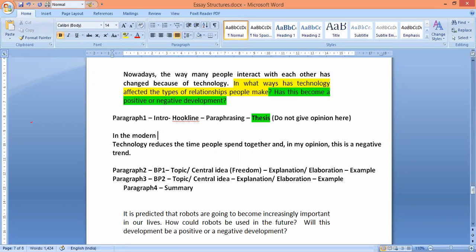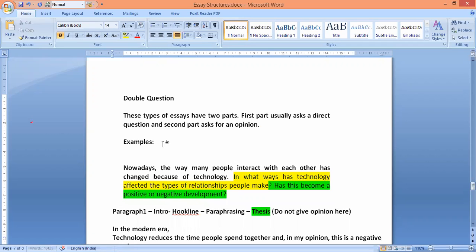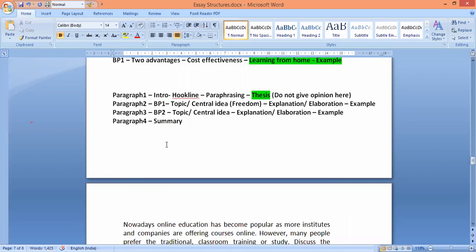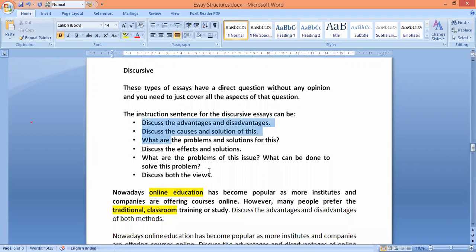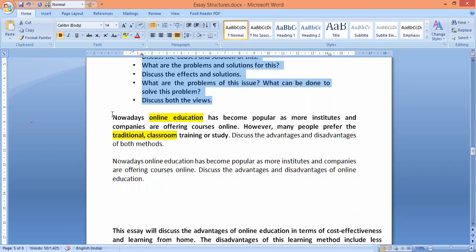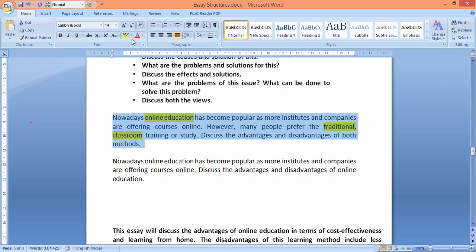Actually, we should provide a thesis of the exact question, like what is being asked, right? The thesis is related to the instruction. Let me tell you, these are all instructions, like discuss the advantages. So in this question, what is the instruction statement? Discuss the advantages and disadvantages of both methods. Yes, thesis is the answer.